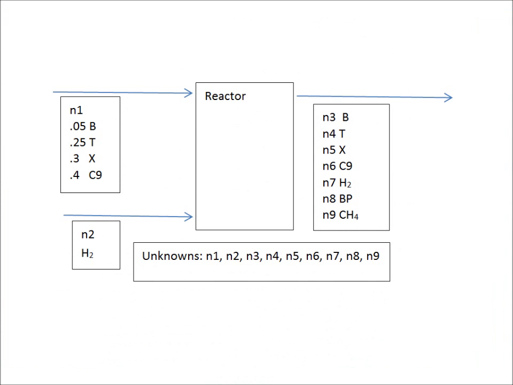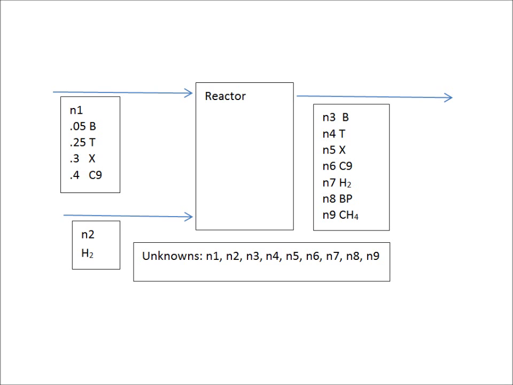Now let's draw the picture for this reaction. We have a reactor, we have 2 streams going into it and 1 stream going out. In our N1 stream we have our benzene, our toluene, our xylene, and our C9. In our N2 stream we just have hydrogen gas. Coming out we have benzene, toluene, xylene, C9, hydrogen, biphenyl, and CH4.